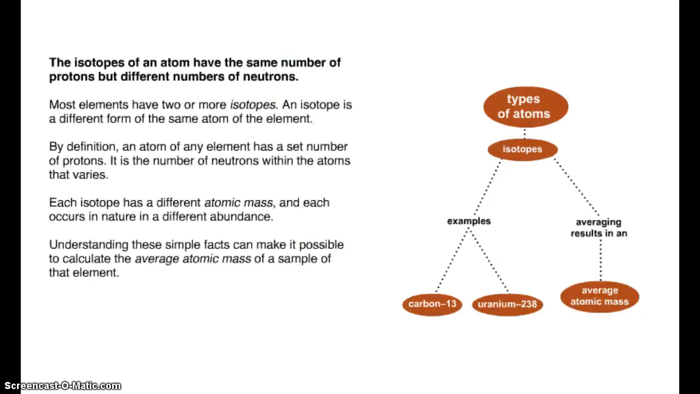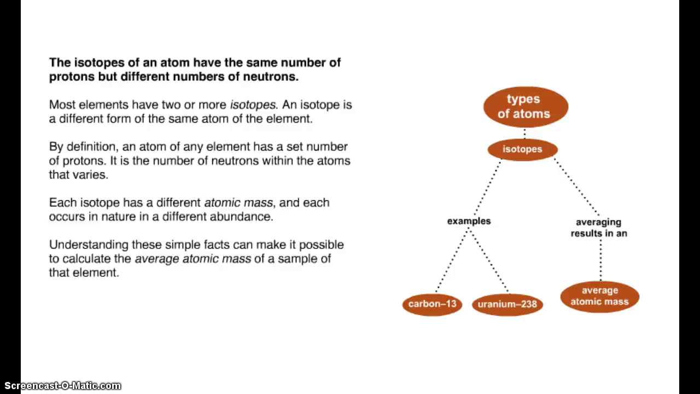The isotopes of an atom have the same number of protons but different number of neutrons. Most elements have 2 or more isotopes. An isotope is a different form of the same atom of that element. It just has extra neutrons. By definition, an atom of any element has a set number of protons. It is the number of neutrons within the atoms that varies, and that's what makes it an isotope.